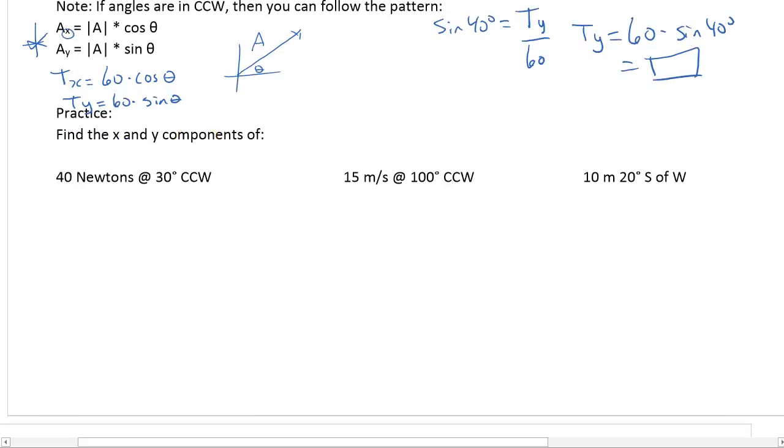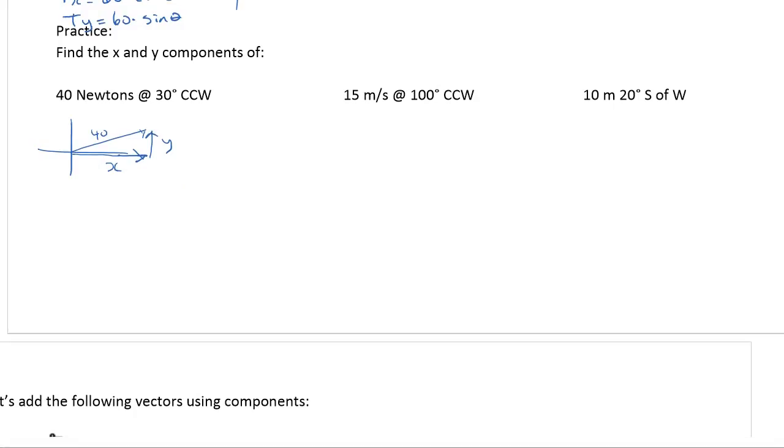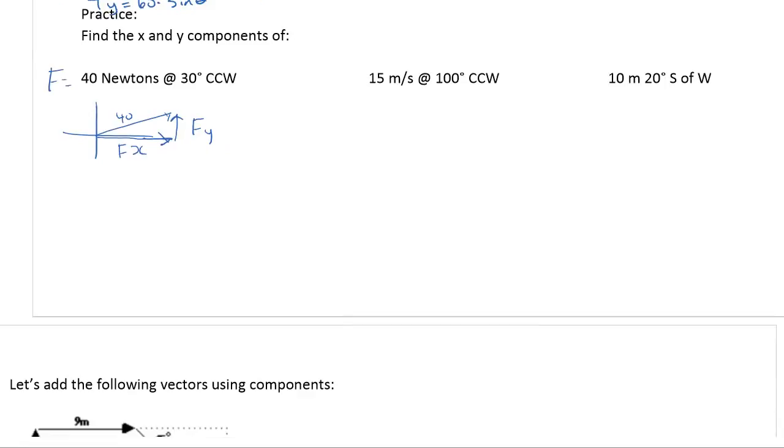Find the x and the y components of 40 newtons at 30 degrees counterclockwise from east. So if I went 30 degrees, maybe it looks something like that. So this side is 40. This angle inside there is 30 degrees. And so this would be my x component, and that would be my y component. I'm going to call this a force vector. So I'm going to say the original vector I'm going to call f. So this would be fx, and this one will be, if I can fit it in here, then fy. Kind of messy, but I think it'll work.